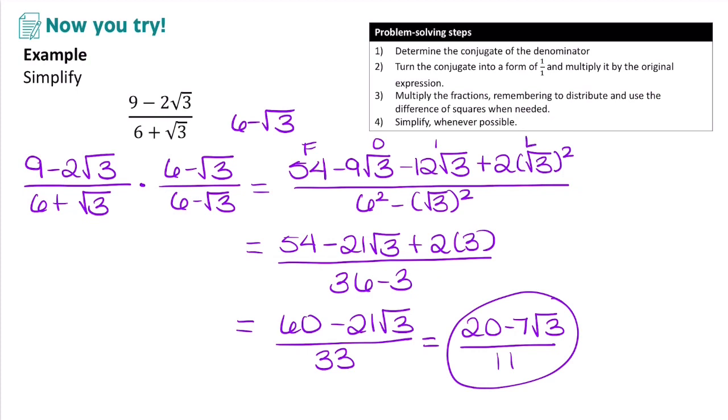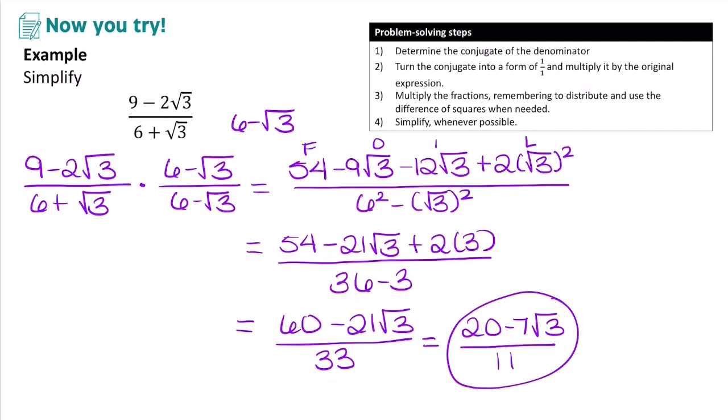So the first term is 54, and then my outside and inside, notice that they're like terms, so I can go ahead and combine them. So minus 9 square root of 3 minus 12 square root of 3 is minus 21 square root of 3. And then 2 times the square root of 3 squared, well, that's just 2 times 3. So that's going to end up being 6, and that 6 can combine with 54, which is how I got that 60. So then we can combine the terms in our denominator, so because we have 6 squared minus the square root of 3 squared. So we have 36 minus 3, and that's going to give us 33.